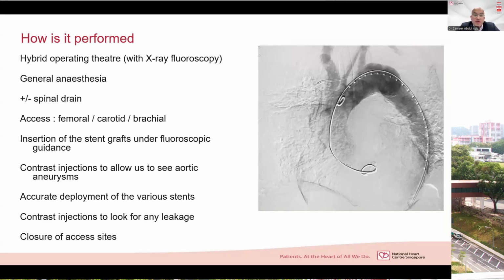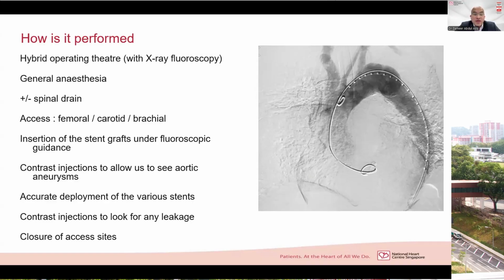How is it performed? We do these procedures in a hybrid operating theater, which means it's a normal operating theater, but there's also an X-ray machine in the theater. So we can look at the X-ray while we're deploying the stents. It's performed normally under general anesthesia, so you're completely asleep. We may put a small drain into the spine from the back sometimes, just to reduce some of the risks and complications that can happen.